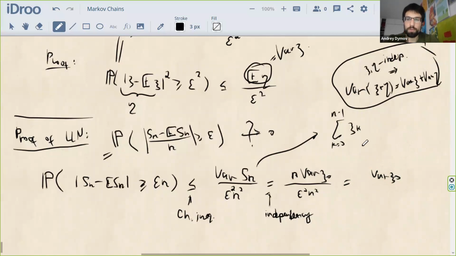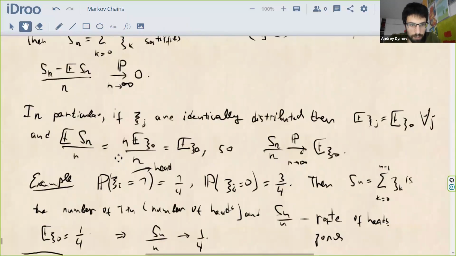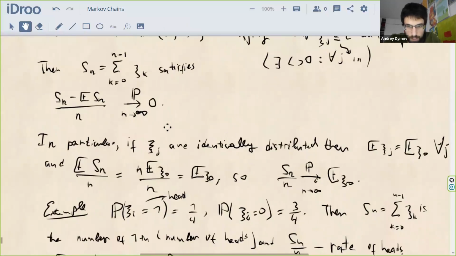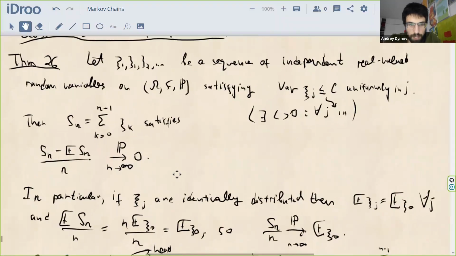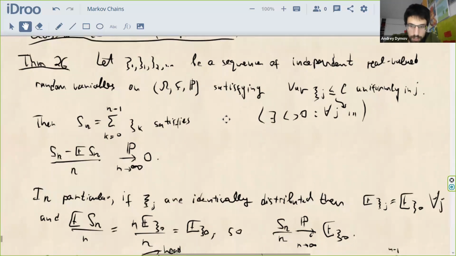Sorry, why? I didn't assume that psi k are identically distributed. I assumed it only in my example, only in this particular case. But in the main statement, I didn't assume that. But I assumed that all the variances are bounded uniformly by the same constant.